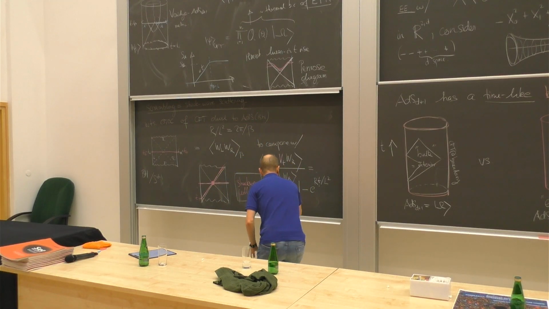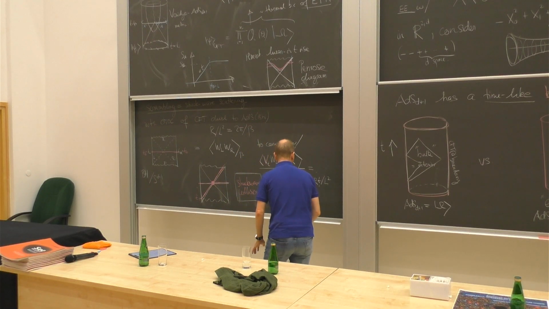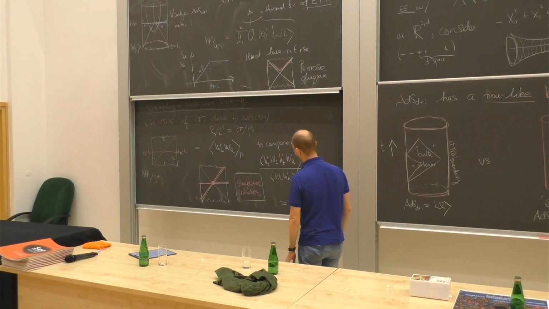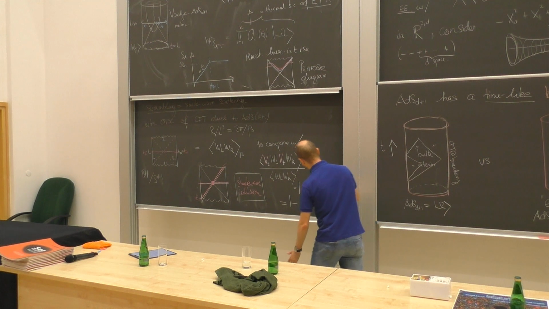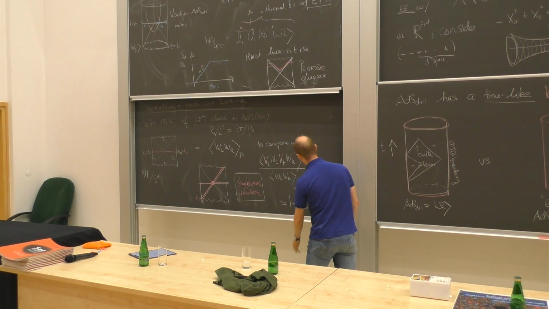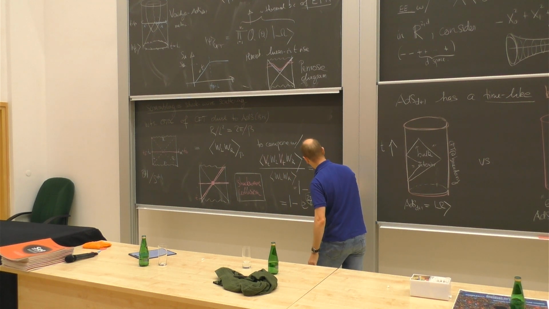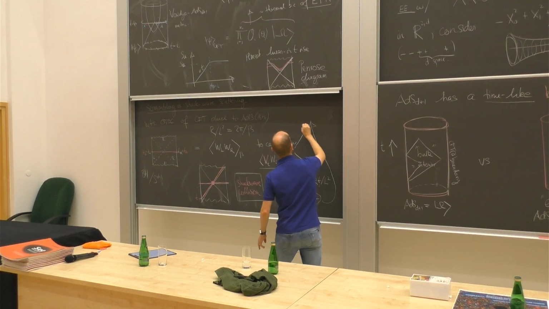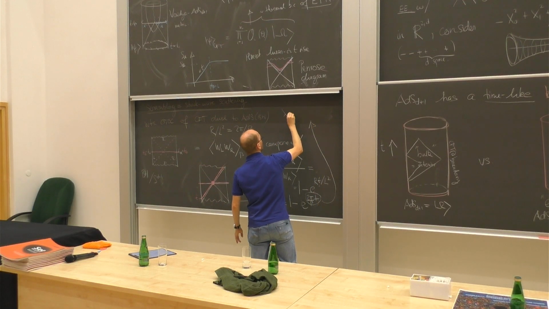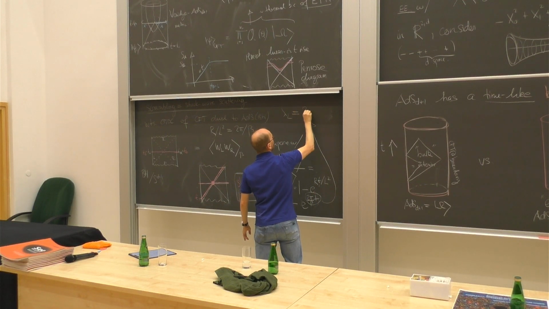So what this is saying is that the OTOC decays with 2 pi over beta times t, which is what we called the maximal Lyapunov exponent that was allowed for such an OTOC 4-point function. So this is saying that the Lyapunov exponent of the black hole is actually equal to 2 pi times the temperature.